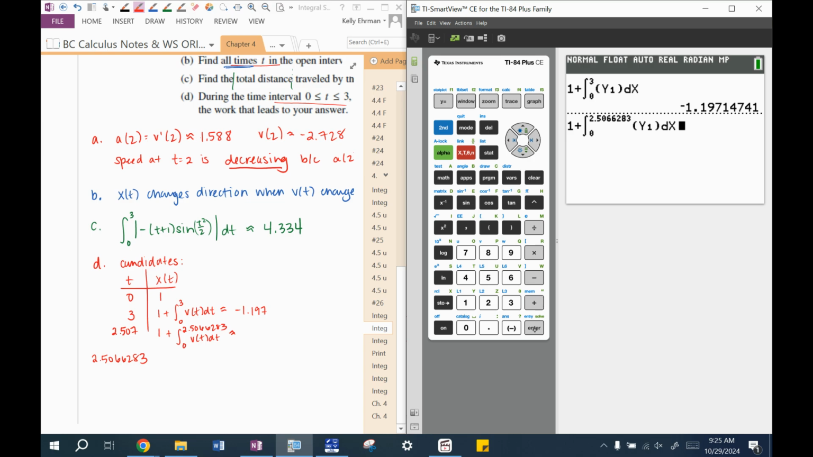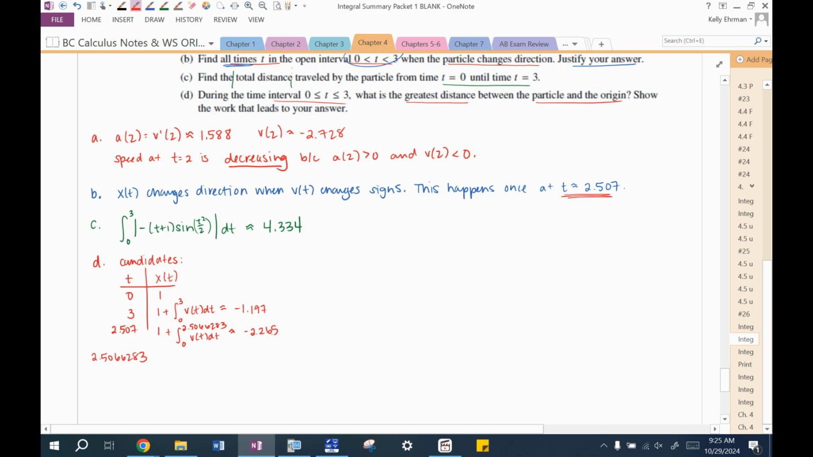I'm just double checking that I typed the decimal in right. Yeah, so negative 2.265. We're talking about distance from the origin. So this is definitely farther from the origin than this one. So determine the time where that's happening, show the work that leads to the answer.